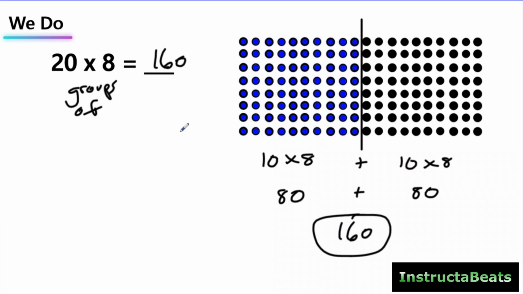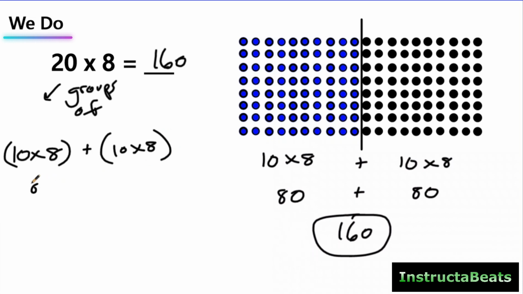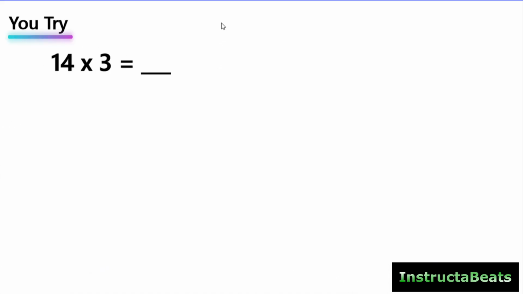Instead, we're using our distributive property knowledge to split my 20 into 10 groups and then 10 groups of 8, again with parentheses more than likely, and then 10 groups of 8 over here. And when you add up 80 plus 80, of course, you get 160. So I'm using my distributive property to allow myself to use basic fact knowledge and make multiplying bigger numbers a lot easier.